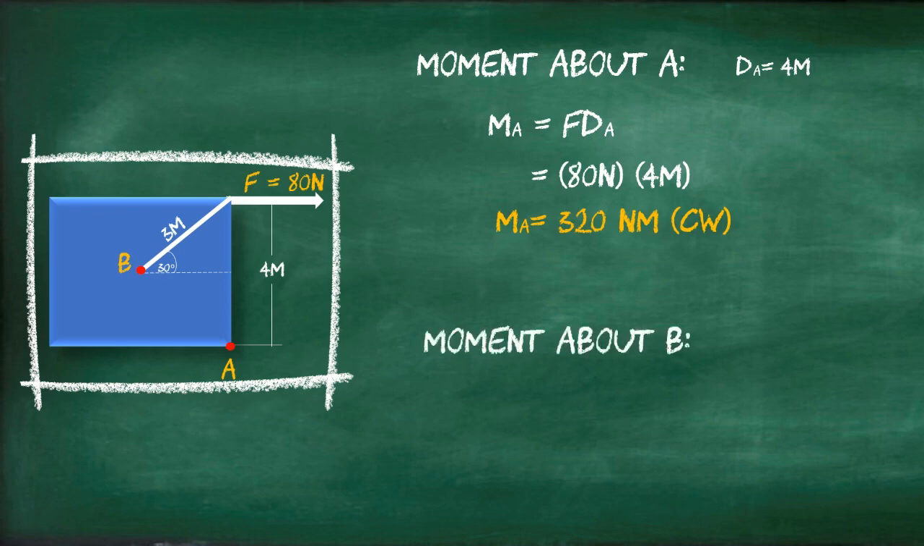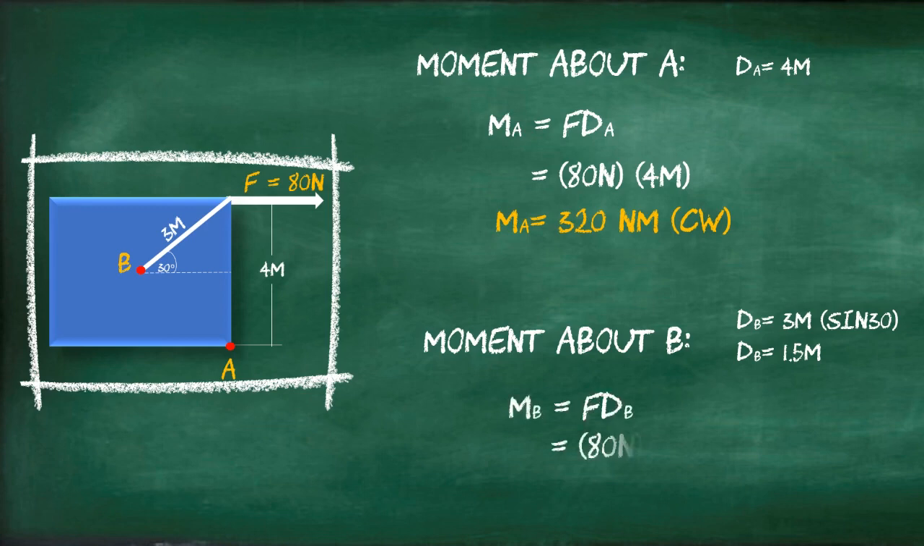While in moment about B, we have a perpendicular distance of 1.5 meters. Therefore, we have 80 newtons multiplied by 1.5 meters. We get 120 newton meters, also in a clockwise rotation.